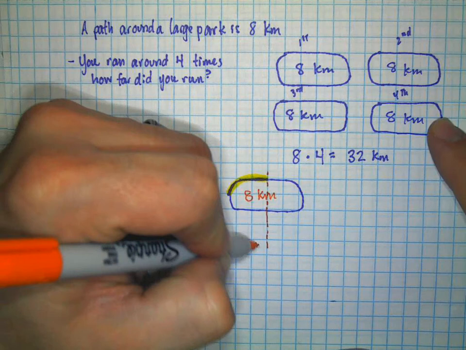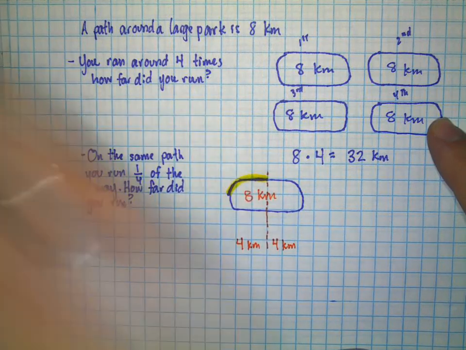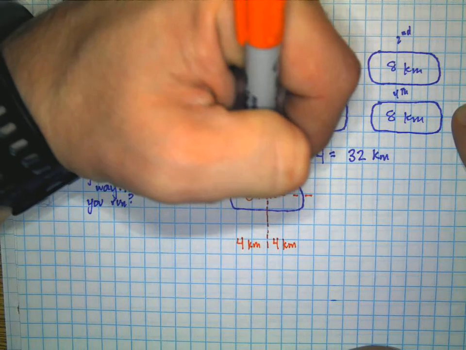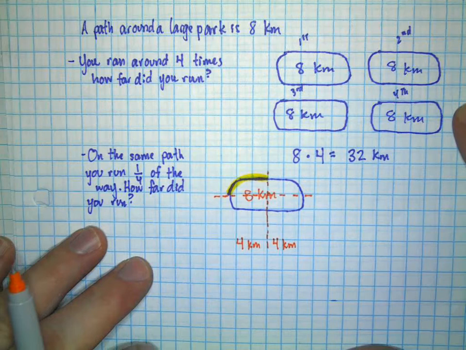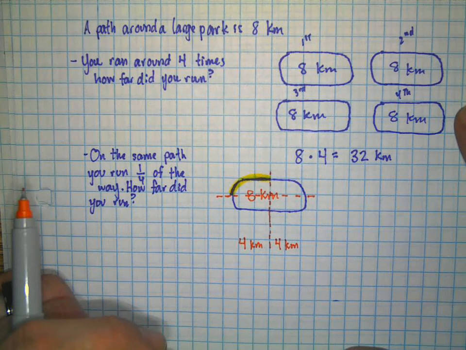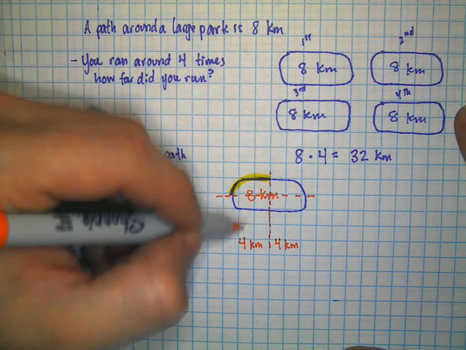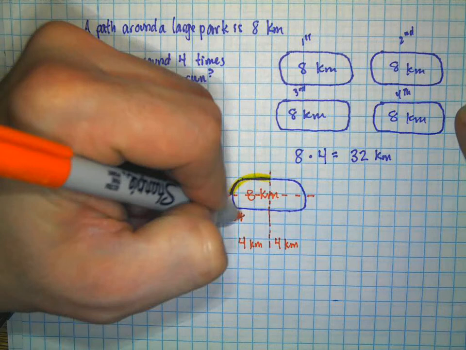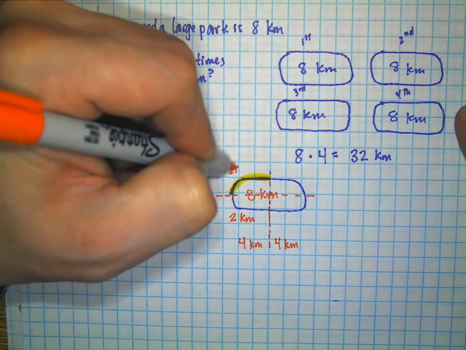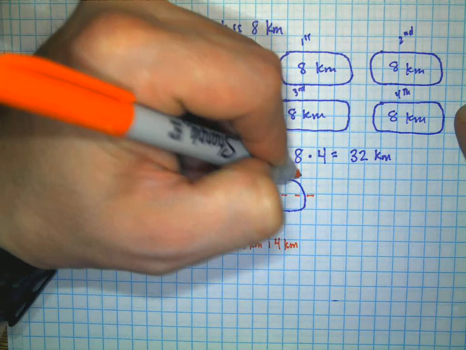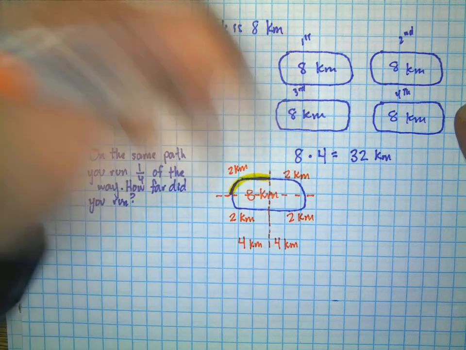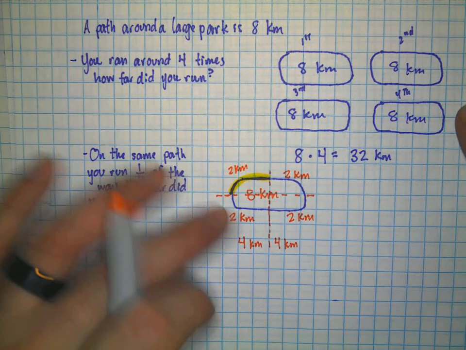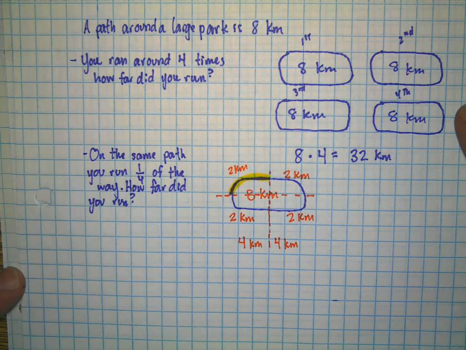Well, as you can see, we end up with a quarter of the path here. But is this still 4 kilometers? No, because this has now been split in half. So now each quarter, because it's broken into fourths, would be 2 kilometers. So going back to our question, on the same path you run a quarter of the way, how far did you run? Well, we would run 2 kilometers. And that's a way you can do a problem using a picture very quickly that really gets to the point of what you want.